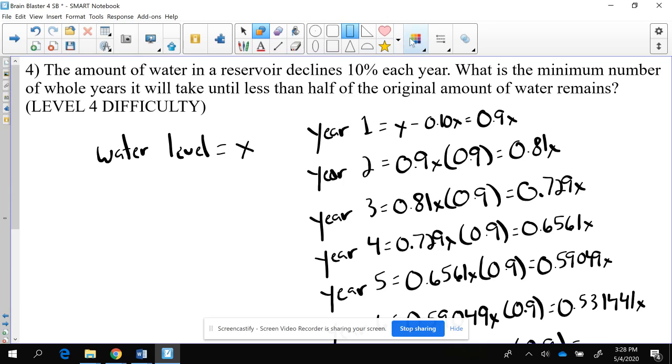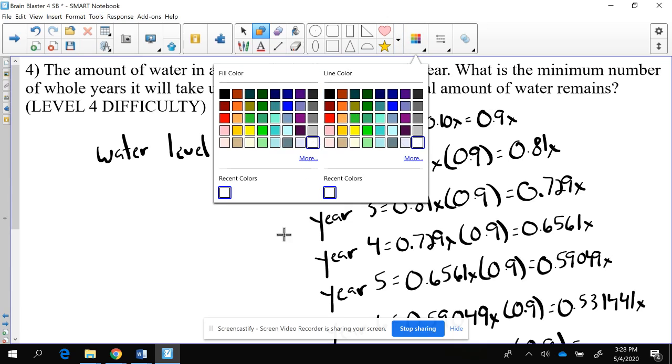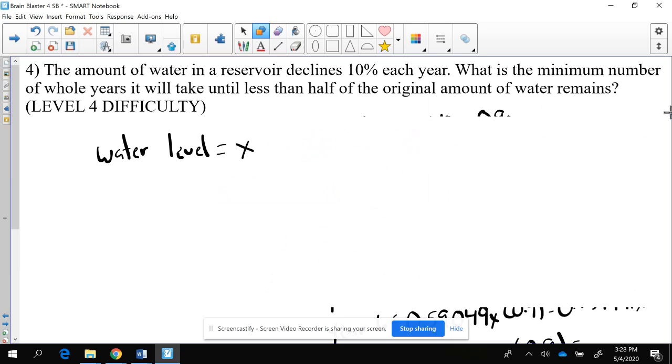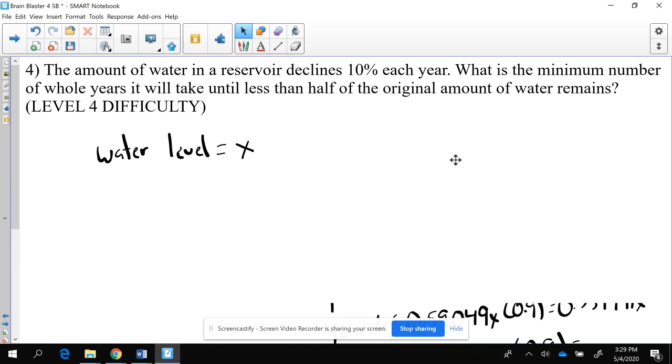And this is how I solved it. Again, you don't have to solve it the way I would, but you can. So it says the amount of water in a reservoir declines 10% each year. So every year it's getting 1/10 less than it was in the previous year. It says, what is the minimum number of whole years it will take until less than half of the original amount of water remains? Well, if the water level is X, so let's say we don't know what it is.